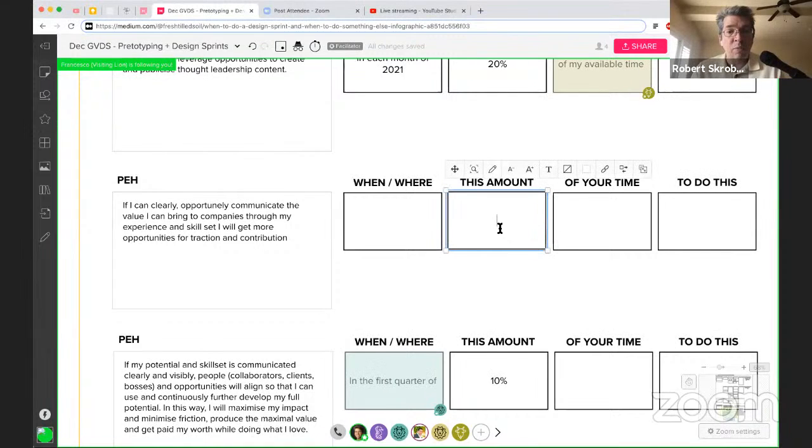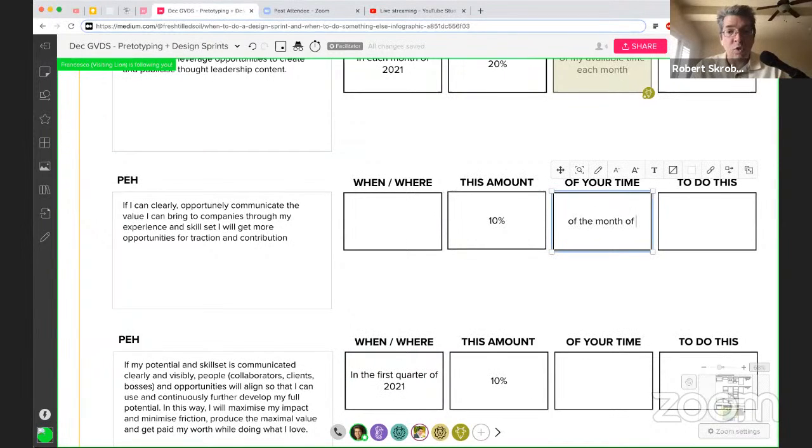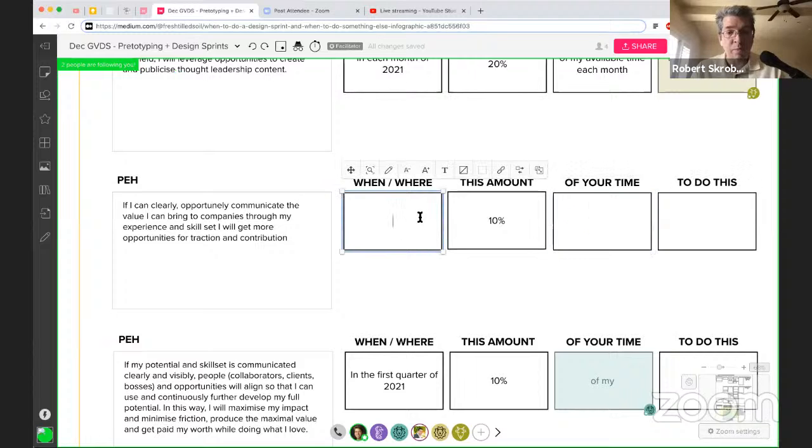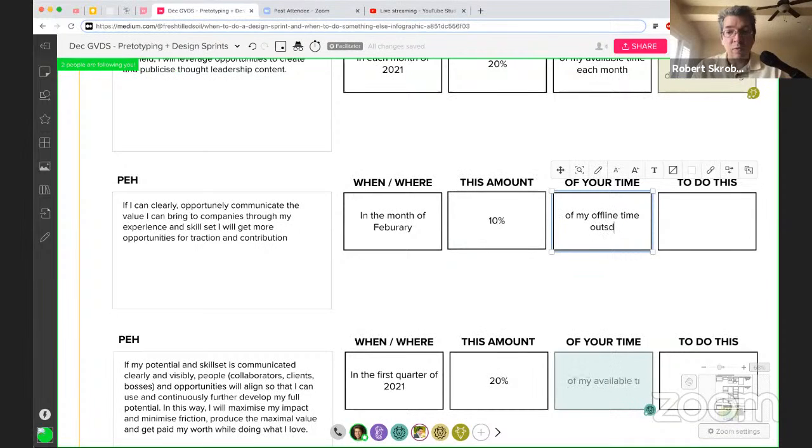So this amount could be like 10% of the month of January, or say February, if you need some planning, is going to be done to achieve this, and when and where you're going to be doing it. Actually, I'll take that back. This should be in the month of February, 10% of my offline time outside of work.